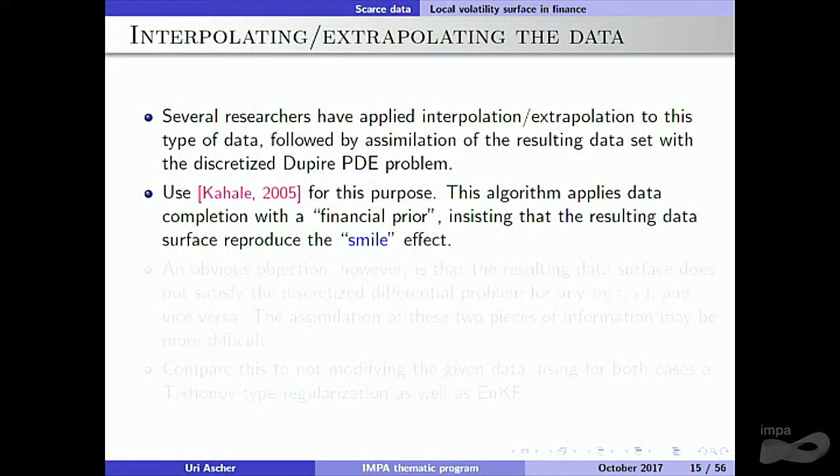Nonetheless, it was done, and in fact, Vinicius, who is the only co-author who is not here, did the same thing with bilinear interpolation as well. He's a professor in Florianopolis, by the way, in the same department as Antonio here.